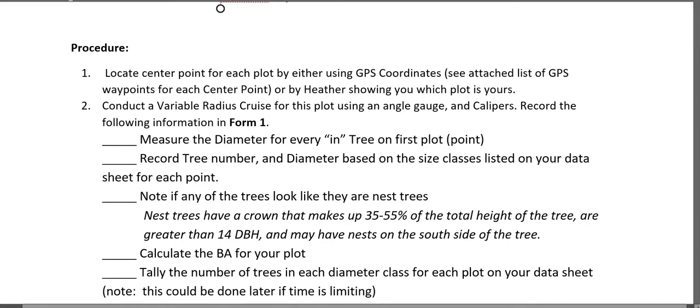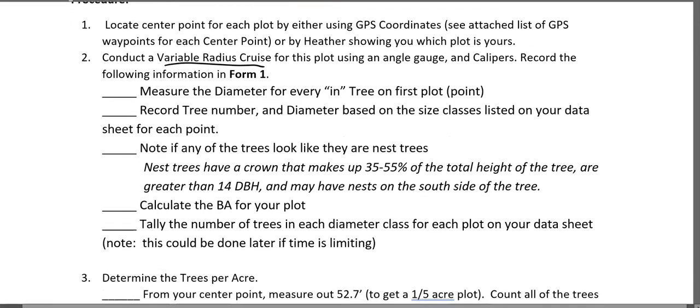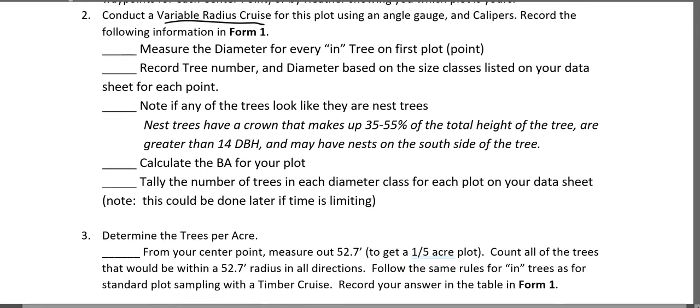So you're first conducting your variable radius cruise for your center point, measuring the diameter of each tree, and then looking for nest trees. Nest trees have a crown that makes up a fairly good proportion of the height of the tree, and they're at least 14 inches DBH. May have nests on the south side of the tree. They find that the squirrels like that warm south side the best.